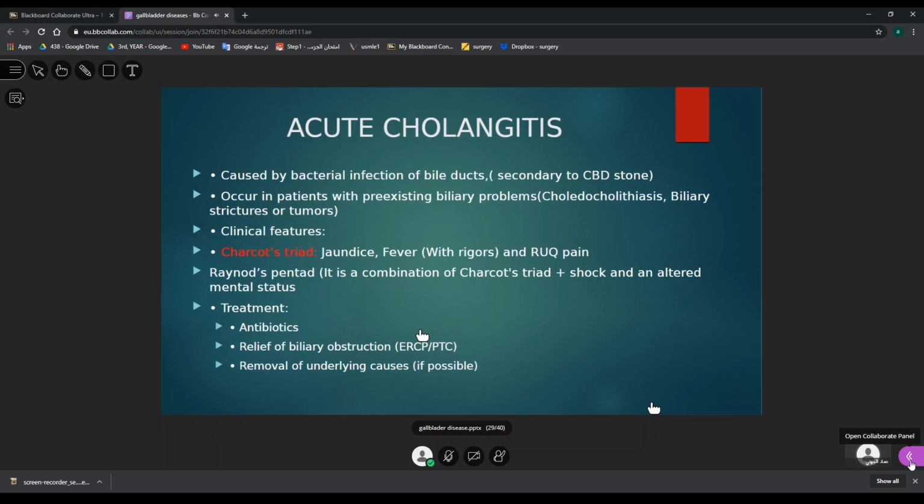Clear? Abdulrahman, what is fever with rigors? Fever with shivering, doctor. Fever with shivering. The patient comes in front of you with his teeth chattering as if he is cold. So fever with rigors, jaundice, and right upper quadrant pain. This is called Charcot's triad. Okay. What is Reynolds' pentad?